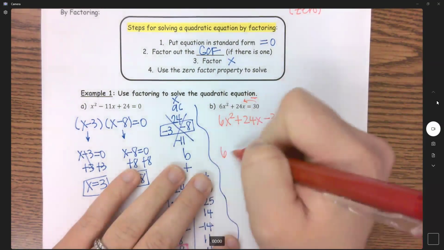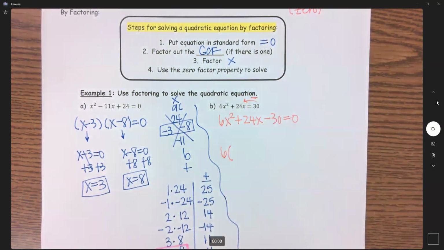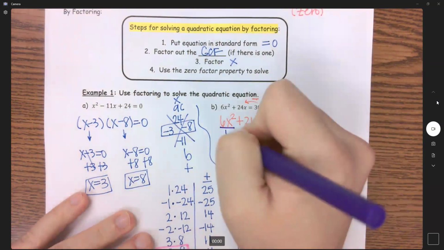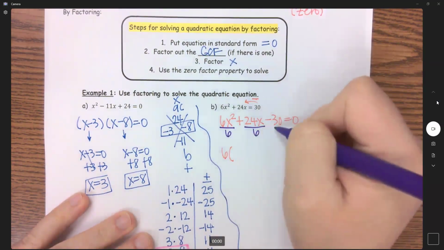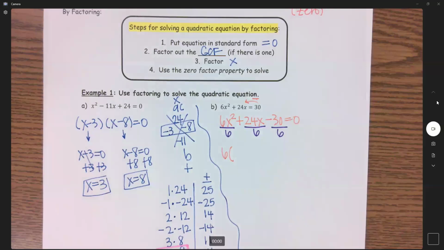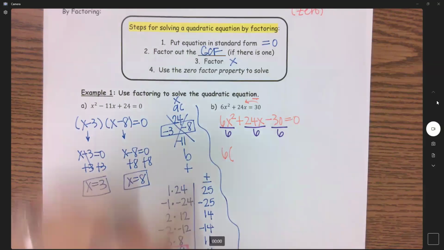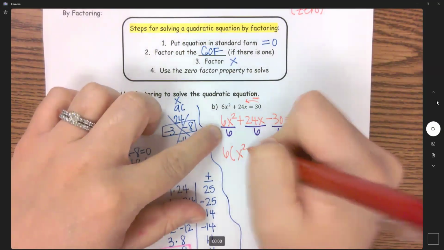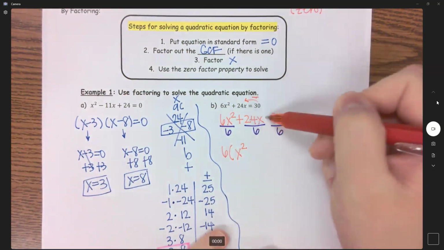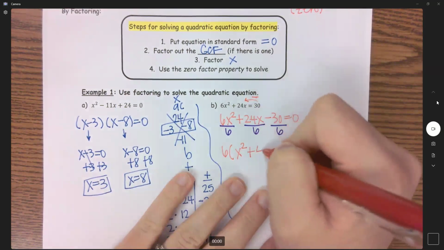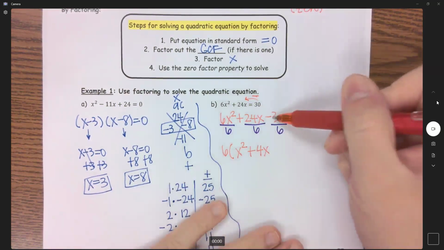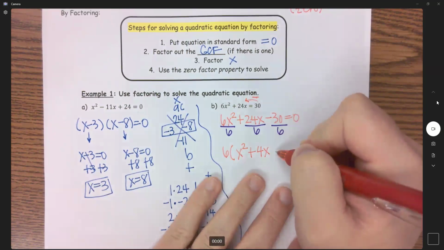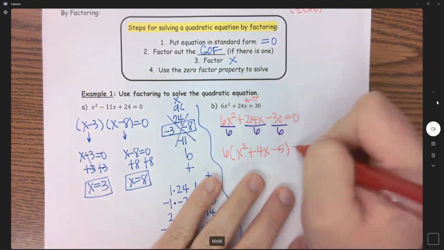So I'm going to pull a 6 out. And then what do I have left? When I pull that 6 out, what I am essentially doing is dividing each of these terms by that GCF. So 6x squared divided by 6 is just x squared. 24x divided by 6 is a positive 4x. And negative 30 divided by 6 is a minus 5.